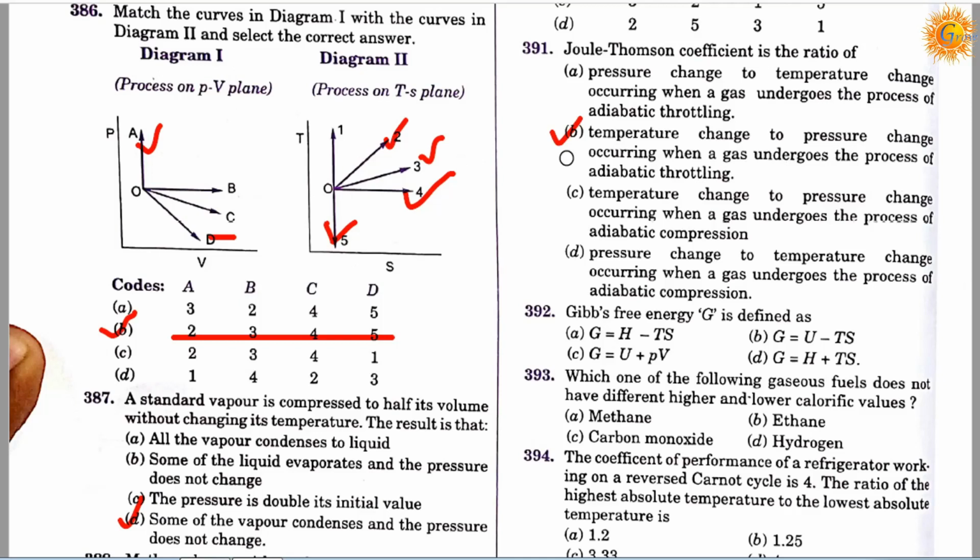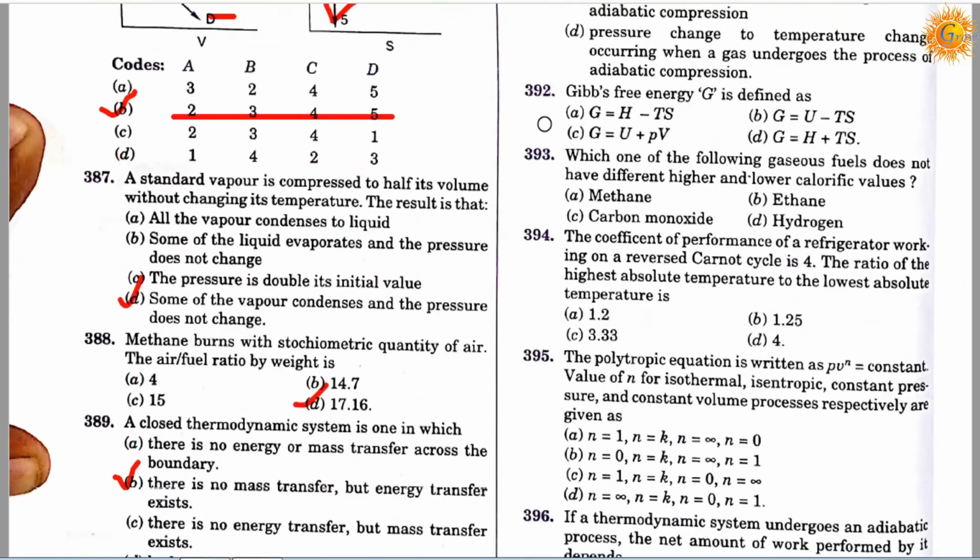So that is correct answer. Question number 392. Gibbs free energy capital G is defined as option A, G is equal to H minus Ts, option B, G is equal to U minus Ts, option C, G is equal to U plus PV, and option D is G is equal to H plus Ts. So correct answer is A, it will be G is equal to H minus Ts.